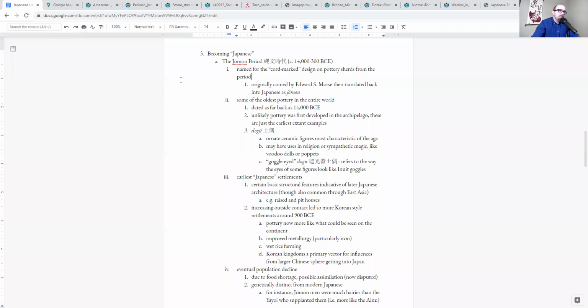The term itself is kind of weird because it's actually a translation of a term coined by this guy, Edward S. Morse, who has a distinctly non-Japanese name because he is not Japanese. And then it was translated back into Japanese as Jomon.